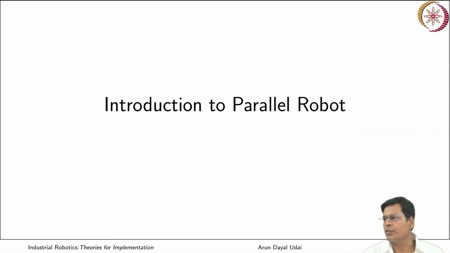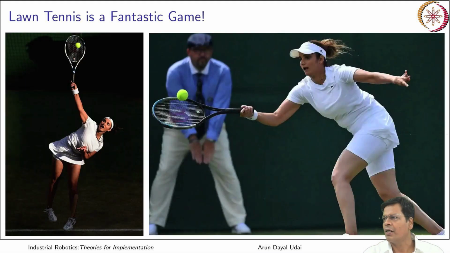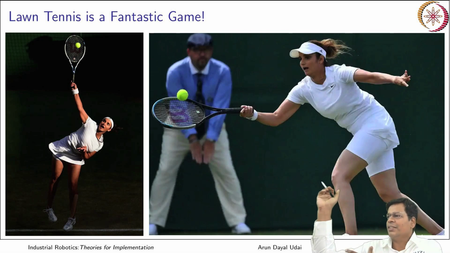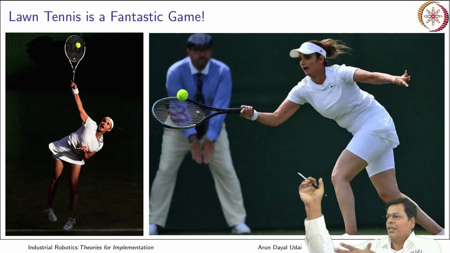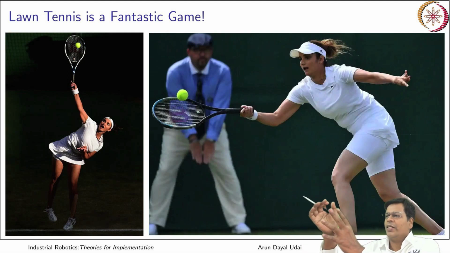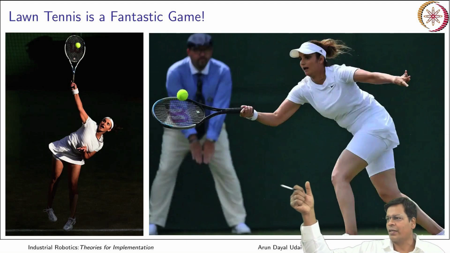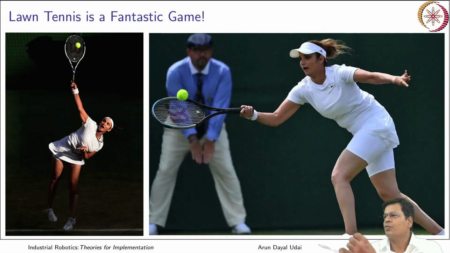Okay, so now let me introduce you to the parallel robot. What are the capabilities? What are the applications? Okay, so yes, lawn tennis is a fantastic game. So you just see what this player is doing. She is stretching her arms. Okay, she has a link and a joint, a link and a joint, and you see at the end she is holding a racket and playing lawn tennis, right? So that becomes her end effector, in which she is holding a tool and manipulating an object which is floating in space. That is a ball.